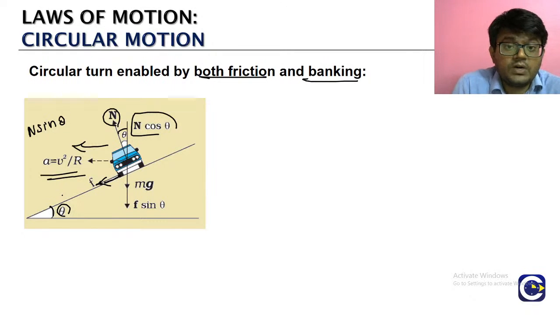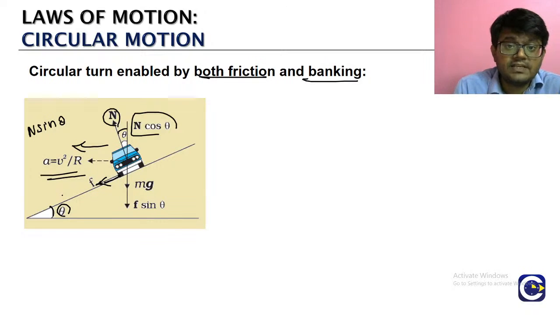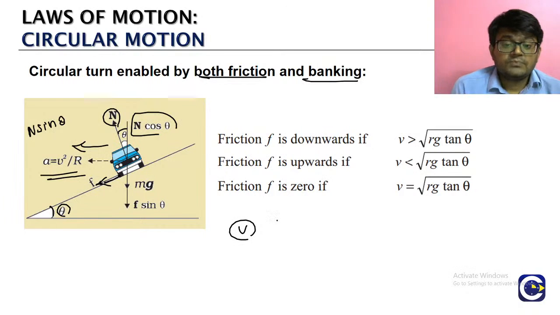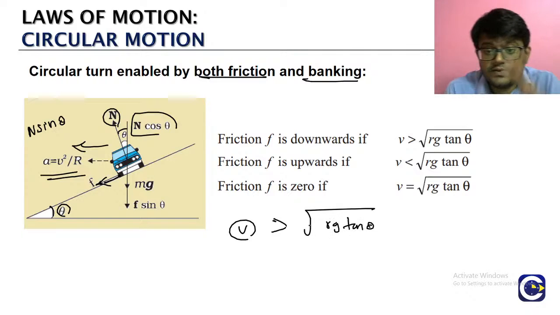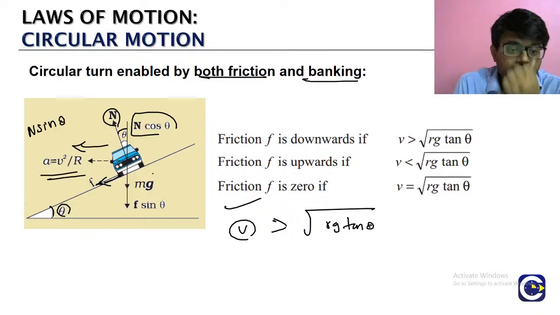We know static friction is a variable and self-adjusting. So it is not like friction is always going to be down the plane. Friction can change its nature. So look at the direction of the frictional force when the velocity with which we are trying to take the turn is more than root Rg tan theta. Remember the banking, what is the safe speed? Root Rg tan theta, right? If the velocity is more than that, means what?